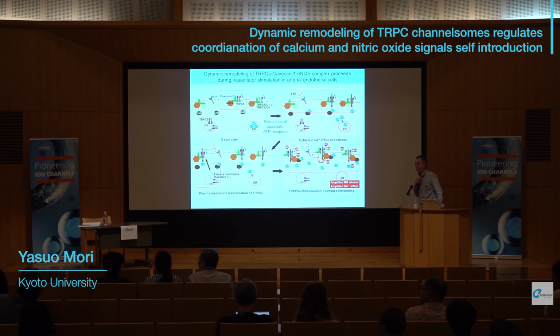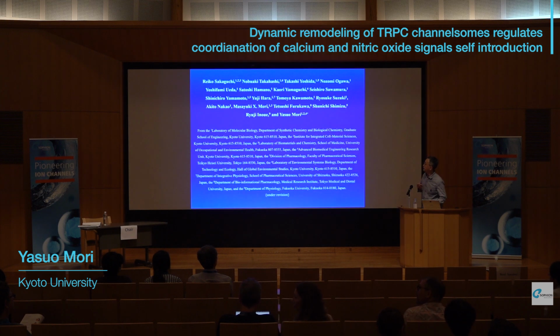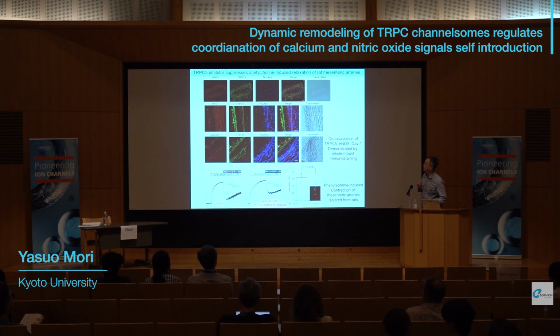Hi, thank you for the presentation. I just have a quick question. You tried to inhibit TRPC5, but did you try to inhibit eNOS? Do you get the same results when you do that in your previous slide? When you inhibit TRPC5, you suppress this relaxation of the arteries. So what happens if you inhibit one of the other complex parts? Well, of course, that's a very good point, but we haven't tried with the eNOS inhibitor.